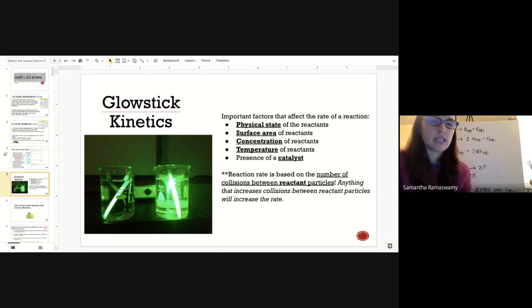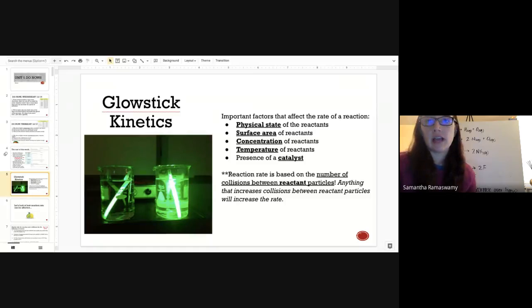So physical state kind of ties into surface area. There were some questions on homogeneous versus heterogeneous mixtures. We don't see that as much as we do powder versus a pellet. So think about a sugar cube versus powdered sugar. The powdered sugar has more surface area, more contact area, so that will react faster.